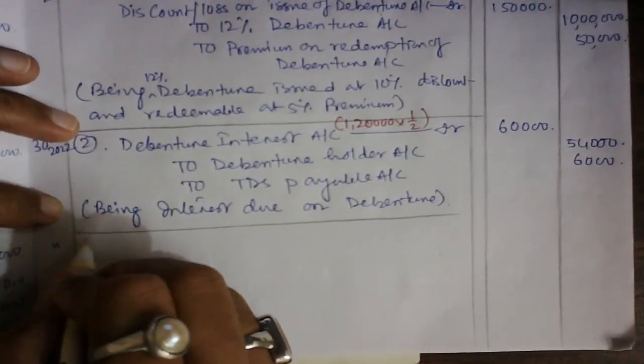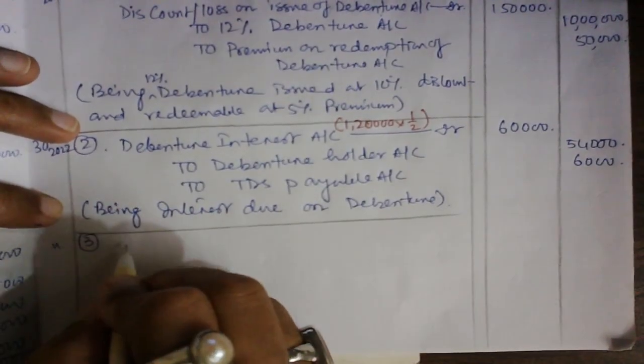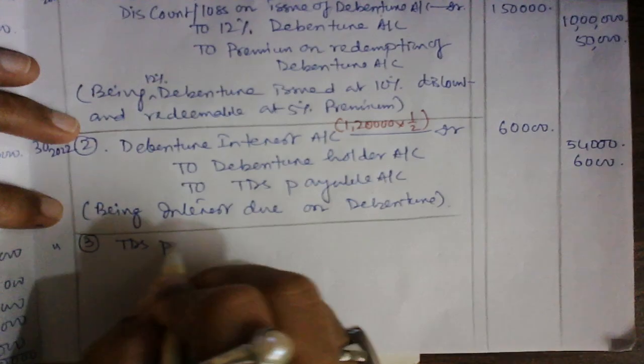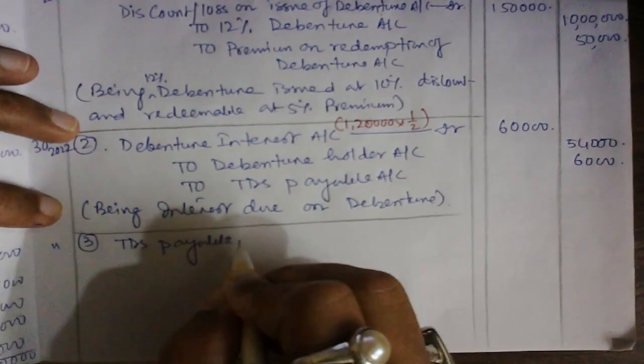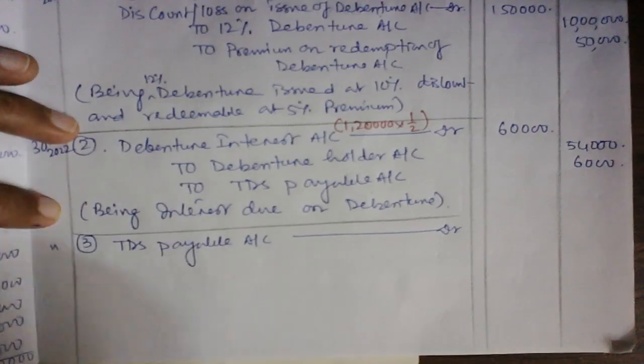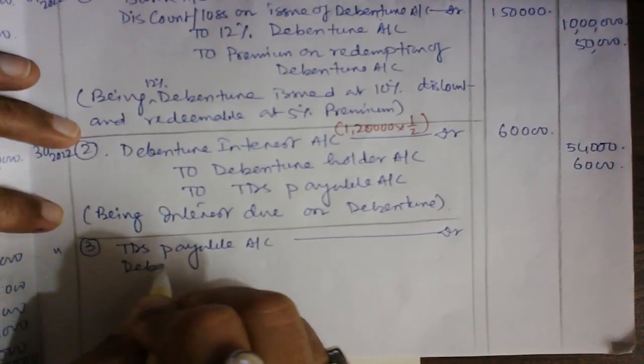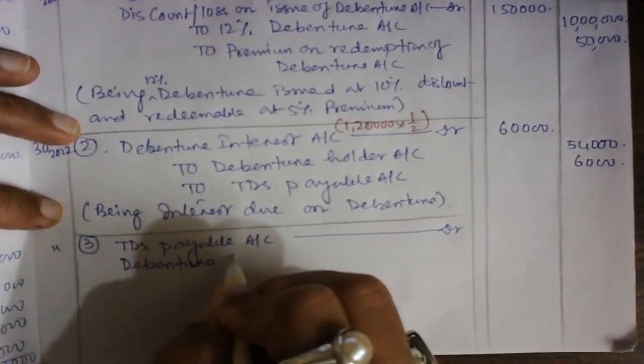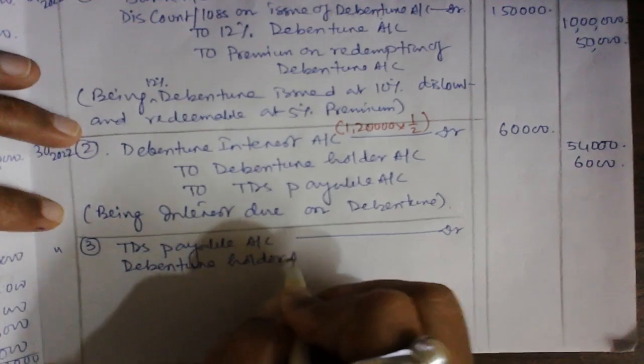सेम डे थर्ड कर दो तो क्या होगा सर? टीडीएस पेबल सिंगल एंट्री में कर देता है, कंपाउंड एंट्री करके वी आर गोइंग टू फिनिश. One single compound entry we are going to finish, because in the exam we have a little bit of time. So make best use of that.